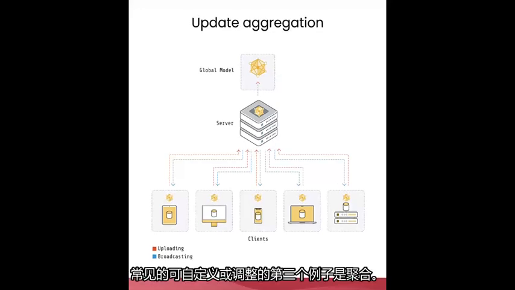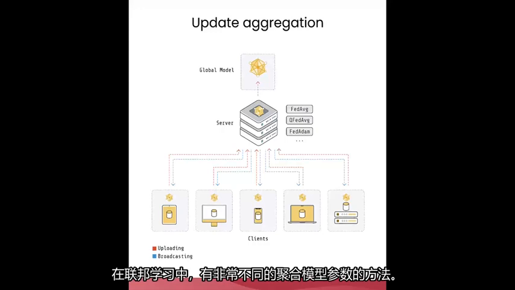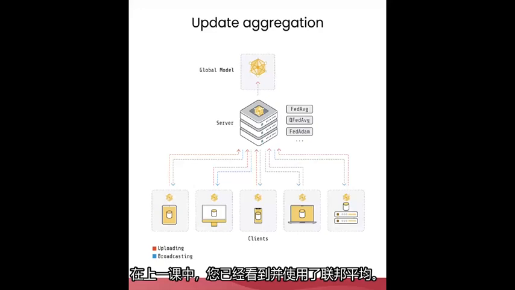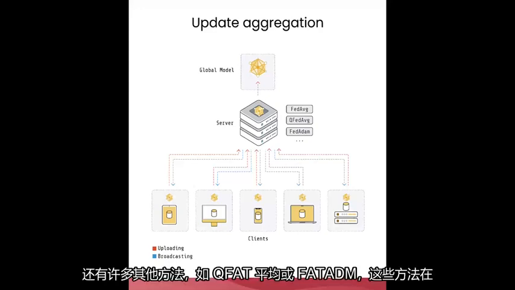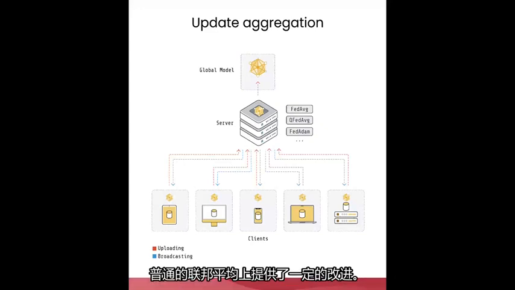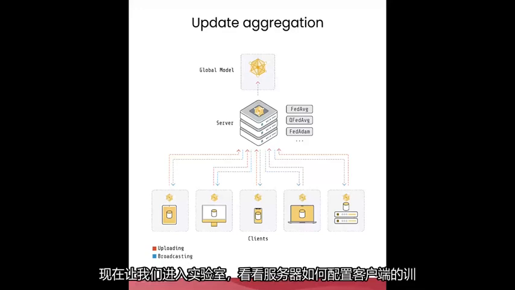A third example for something that is commonly customized or tuned is aggregation. In federated learning, there are very different approaches for aggregating model parameters. You've seen and used federated averaging in the previous lesson. There are many other approaches like Q-fed averaging or fed-adam that provide certain improvements over vanilla federated averaging. The Flower framework you used in the previous lesson has many of them built in as so-called strategies. Let's jump into the lab to see how the server can configure client-side training.